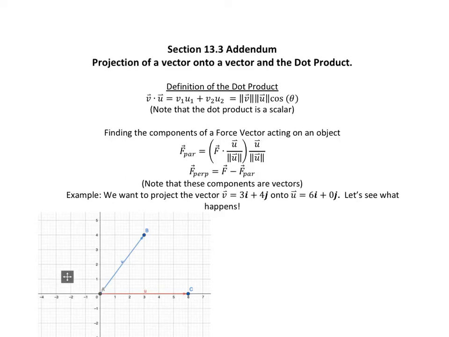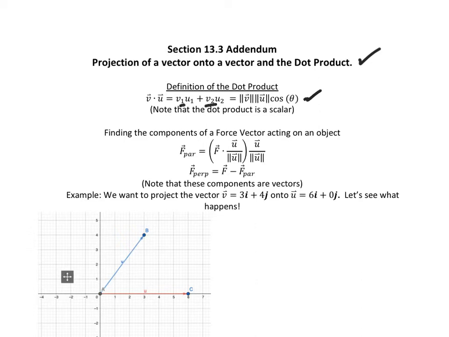Hi, this is an add-on to section 13.3. We want to do a projection of a vector onto a vector and the dot product and get a little bit more understanding about those things. So with the dot product, we have two vectors put together.